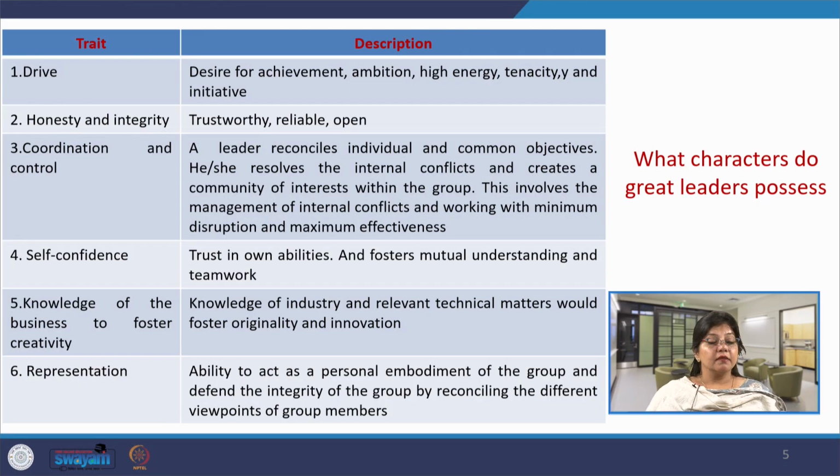The other is self-confidence. It is about trust in own abilities and fosters mutual understanding and teamwork. So, the team leader, a good leader, must have confidence in himself to garner all the support and trust of the team members and foster mutual understanding and teamwork among members. So, this is the confidence of an individual, which is basically an ability or competency to generate that confidence within members, so that they can work in collaboration.